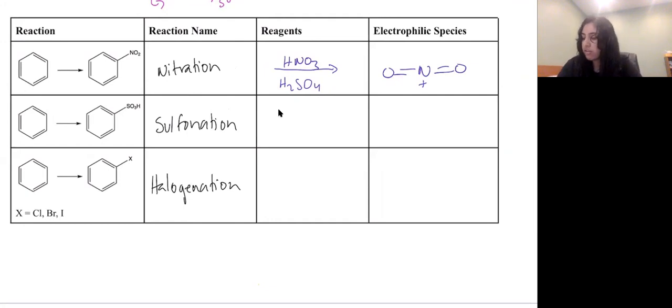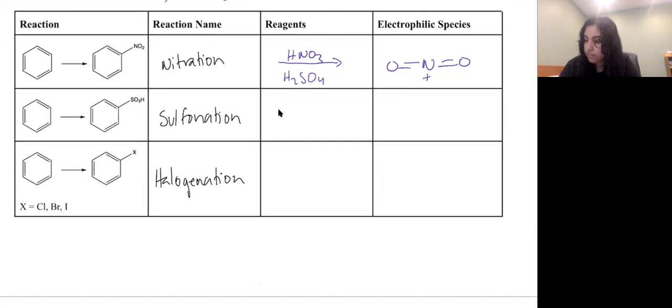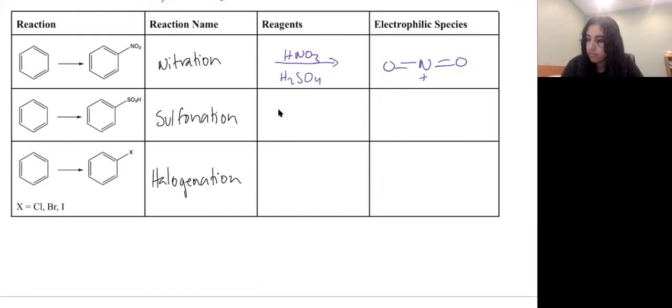Okay, for sulfonation, what do we use? Yeah, we use SO3 over H2SO4. The electrophilic species for this is SO3H.